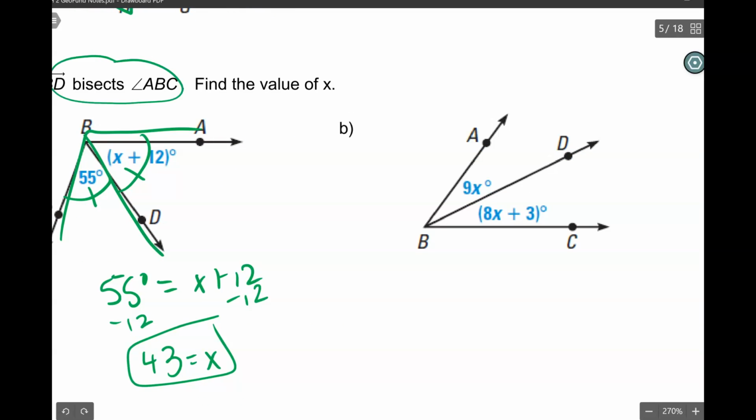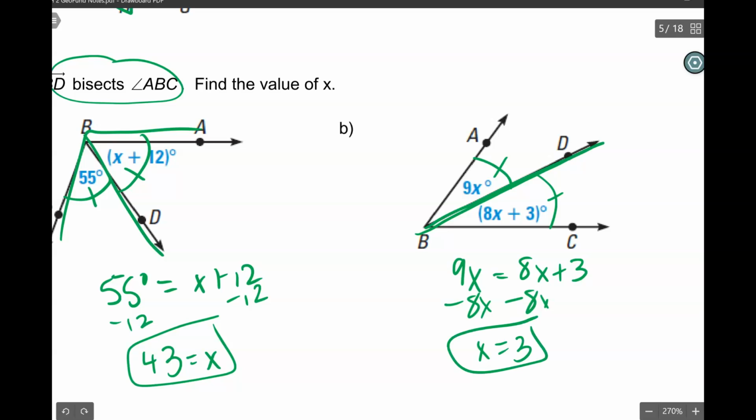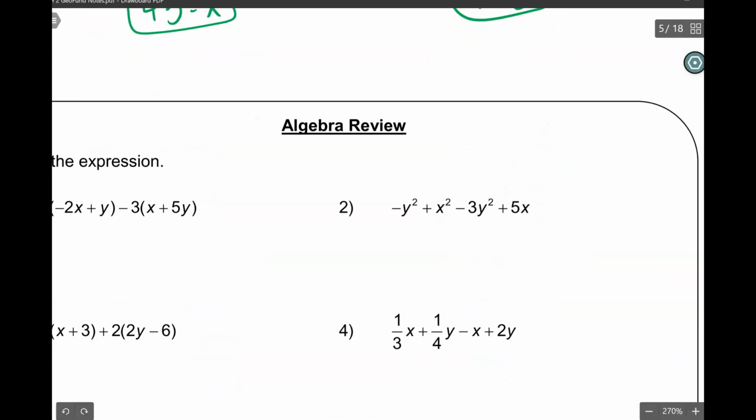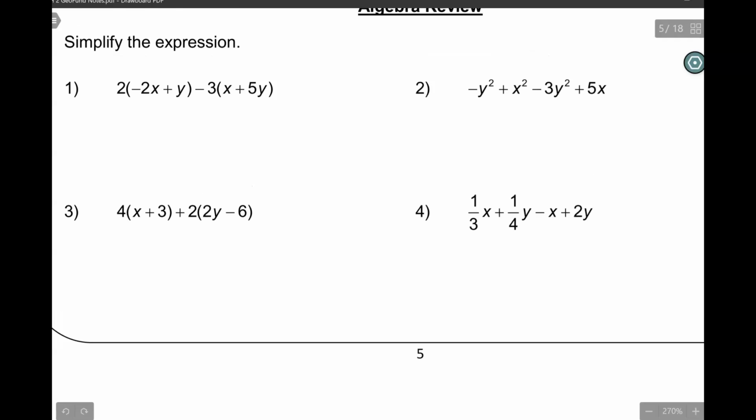So we're given that BD is bisecting. So because it's a bisector, we know these two angles must be congruent, because that's literally the definition of bisector. Cuts into two congruent, two equal measures. So I set 9x equal to 8x plus 3. Subtract 8x on both sides, and we get x is equal to 3.